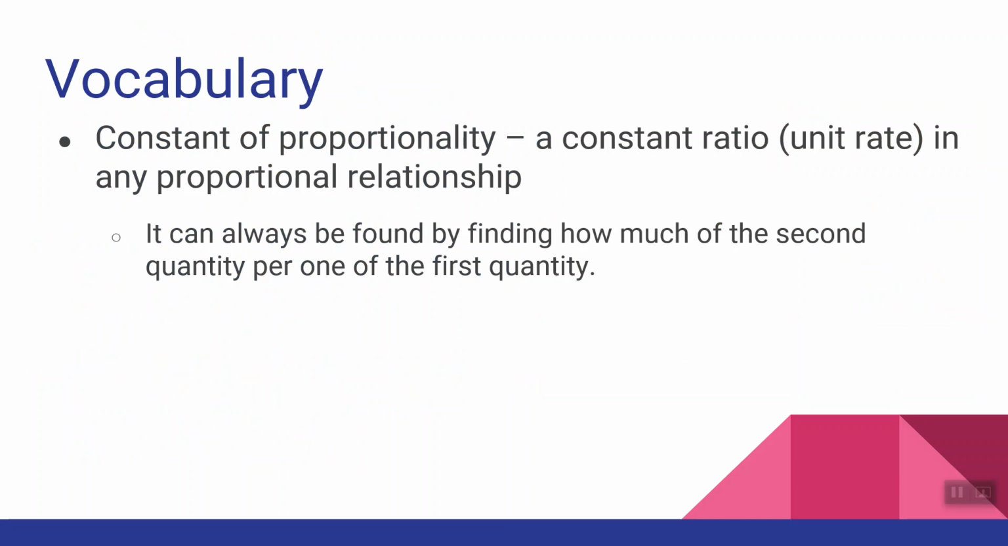Another definition today to copy down is constant of proportionality. This is a constant ratio or unit rate in any proportional relationship. Unit rate is really important, and it can always be found by finding out how much of the second quantity per 1 of the first quantity. And when we say second and first, the second quantity would be the right side of the table, and the first quantity is going to be the left side of the table.